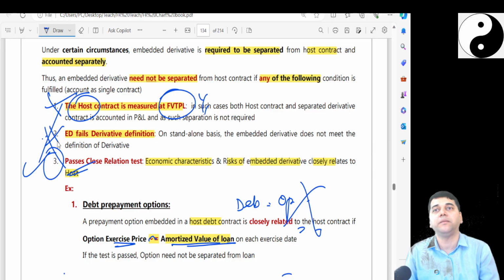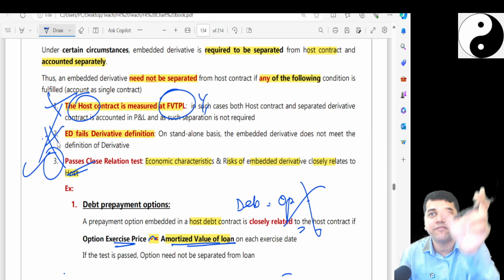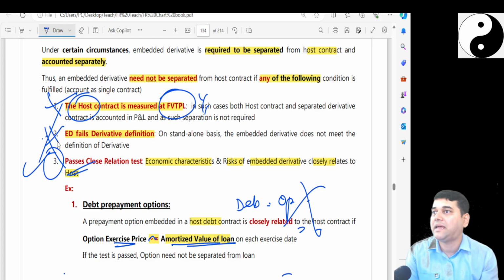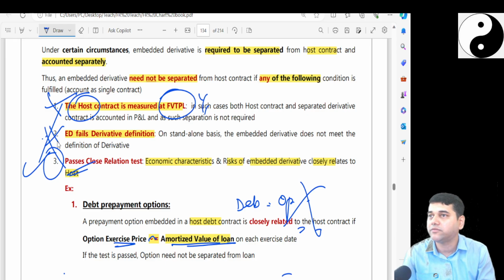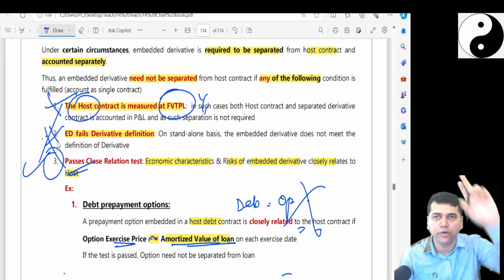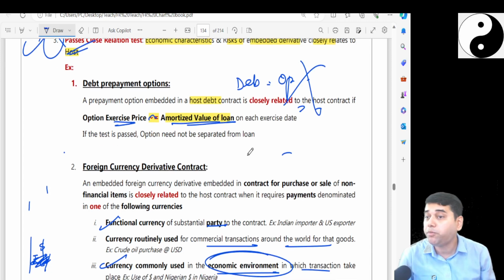How do you separate? Simple. From the transaction price, deduct the fair value of the debt. The balancing figure is the derivative. Same as a compound instrument. What if you are importing?